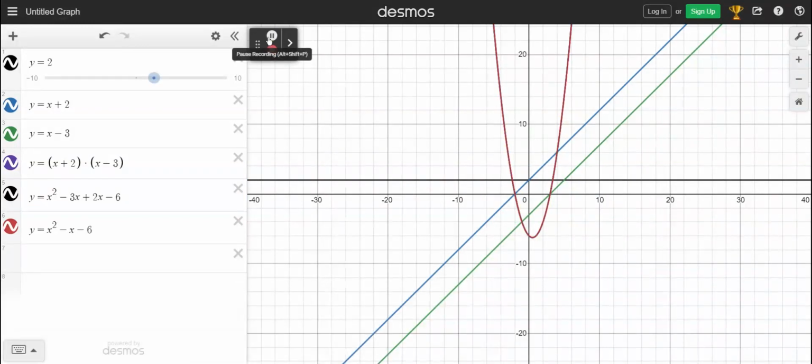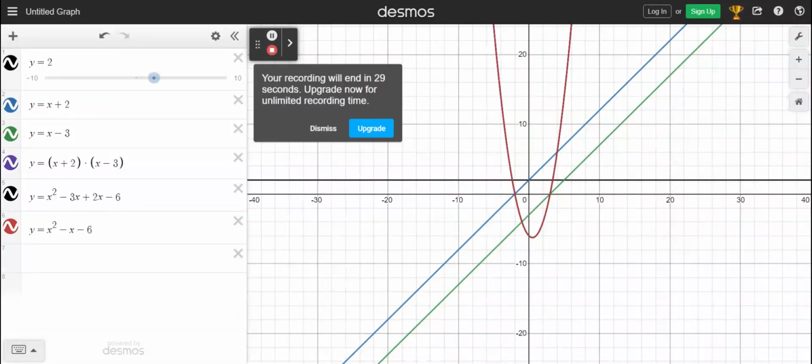Now we're back. Take a look at what you should have gotten by your FOIL method. First, outside, inside, and last gives you the second equation. And then we'd simplify that, combining like terms, where we have the same parabola of x squared minus x minus 6.